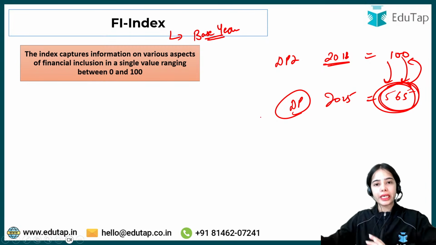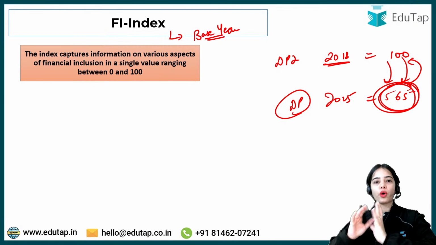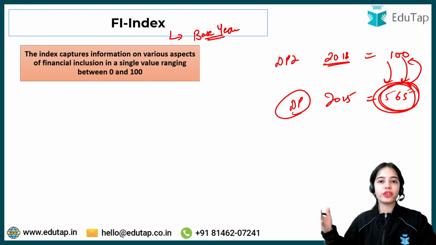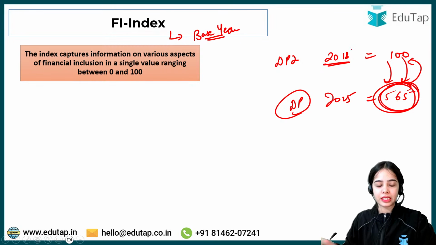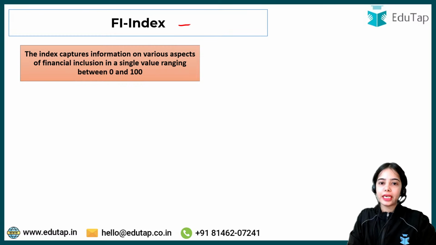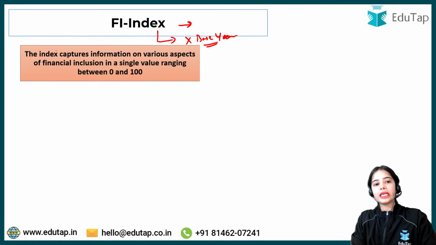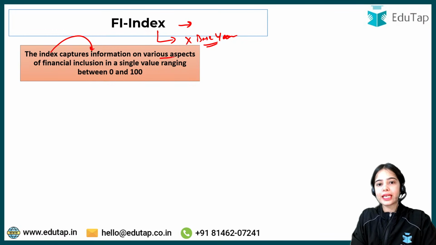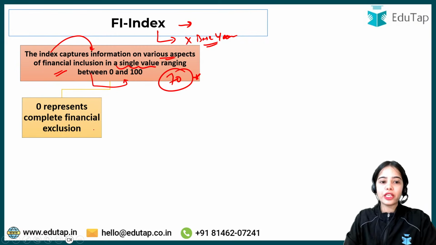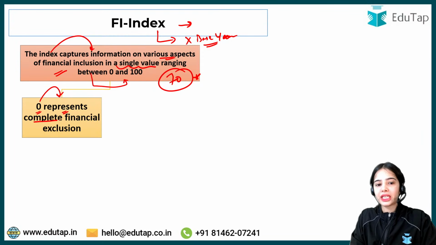So the digital payment index, which shows the penetration and deepening of digital payments, has a base year. But the financial inclusion index does not have a base year. So how can we see whether the 70 value is good or not? The index captures information on various aspects of financial inclusion in a single value, that is 70 that we saw, ranging between 0 and 100. If the value is 0 or near 0, that represents complete financial exclusion.